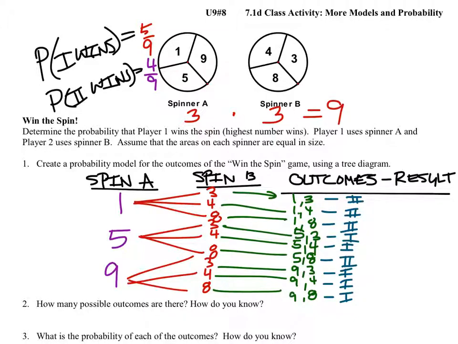So looking at number 2, how many possible outcomes are there? 9. How do you know? Well, we did right here. That's what we call the fundamental counting principle. You take the number of possible outcomes from one experiment and multiply it by the outcomes from the next one, and then you keep moving on if there's more.